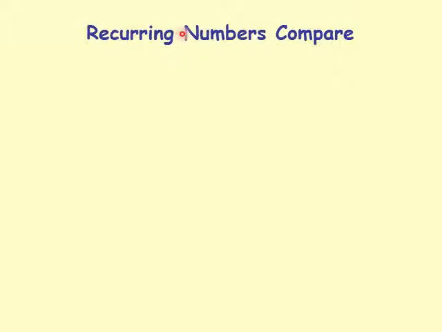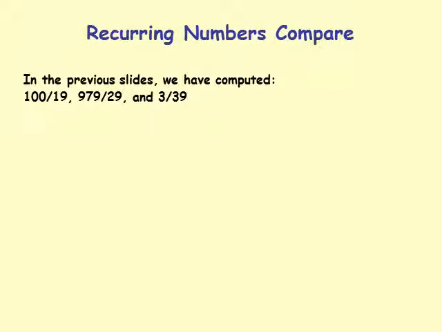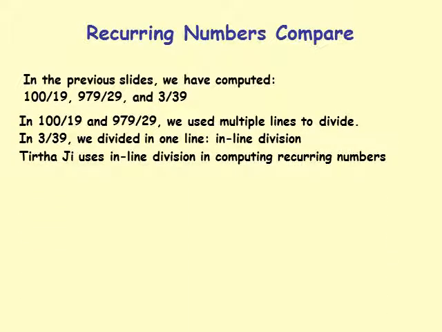Alright, let's compare with recurring numbers now. In the previous slides, we have computed 100 divided by 19, 979 divided by 29, and 3 divided by 39. Let's continue here. In 100 divided by 19 and 979 divided by 29, we use multiple lines to divide. In 3 divided by 39, we divided in one line and we call that in-line division.